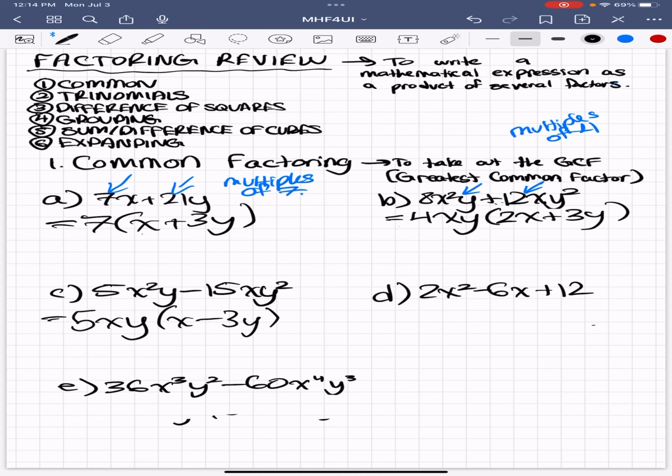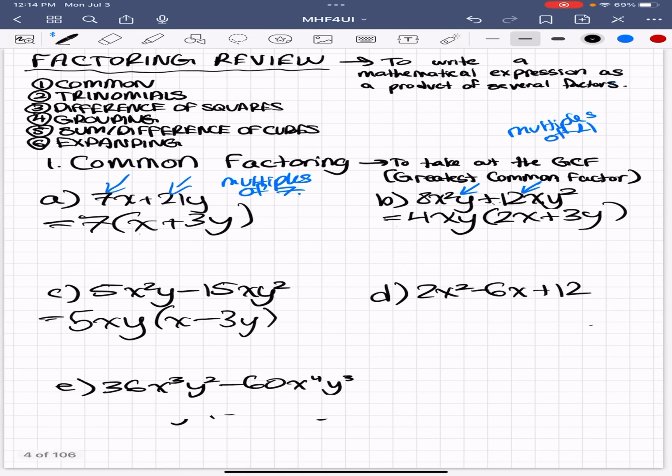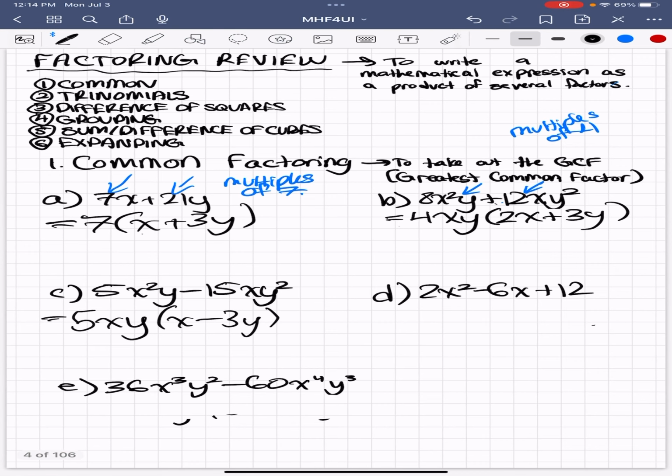And I took out a common factor of 5xy, and in the brackets it's x minus 3y. And then I have 2x to the power of 2 minus 6x plus 12.